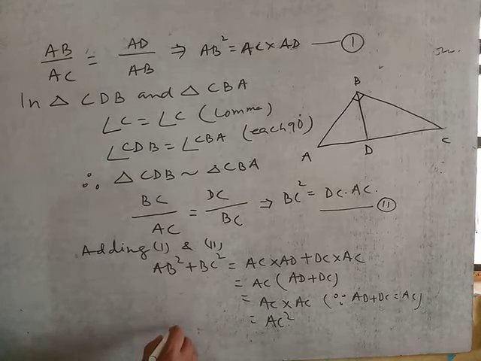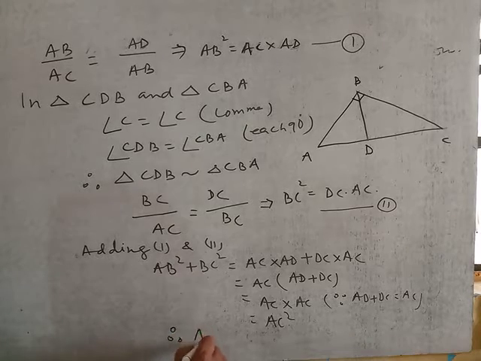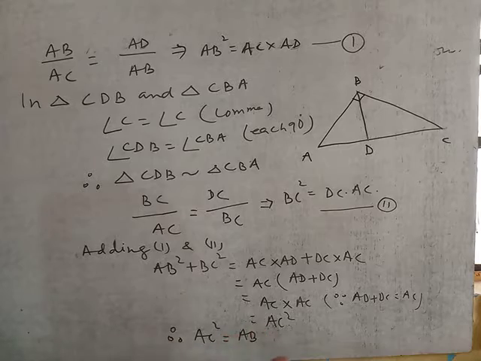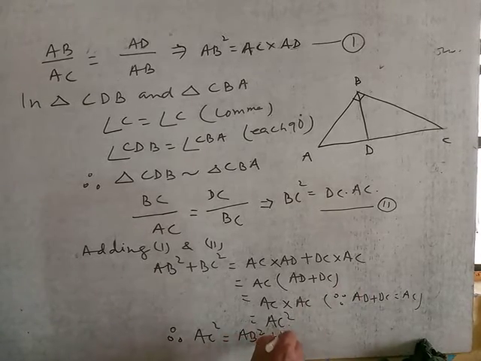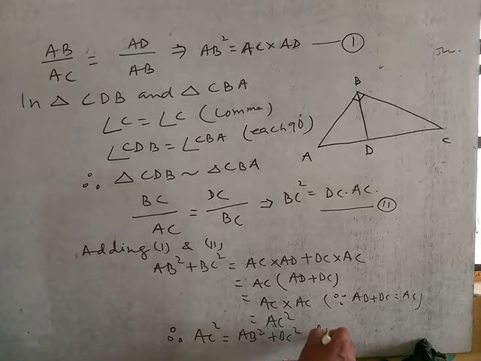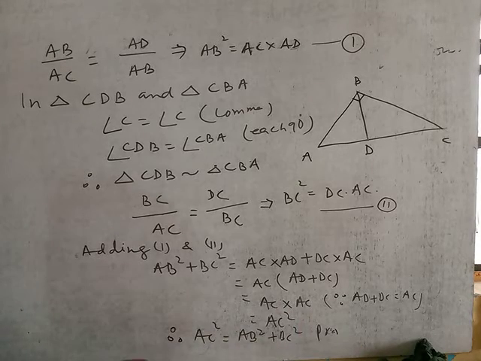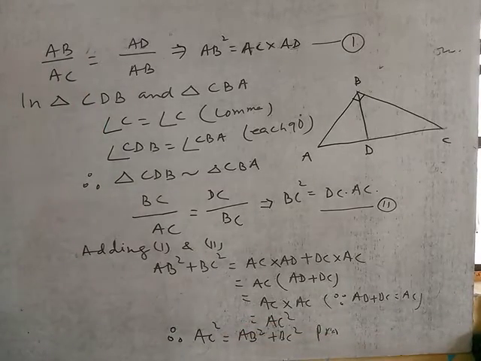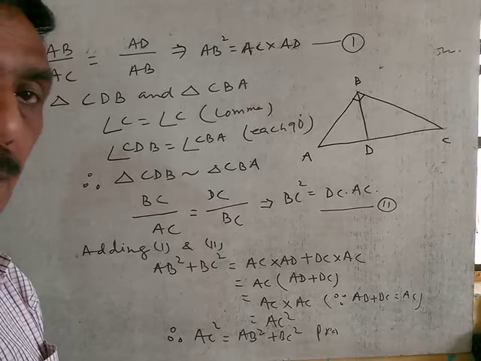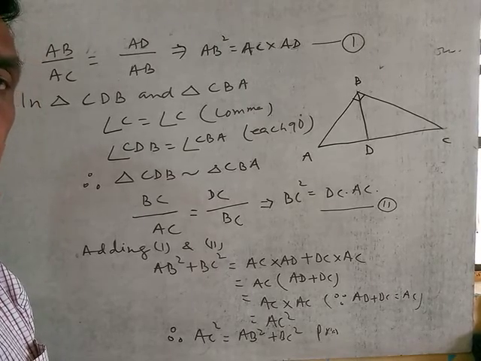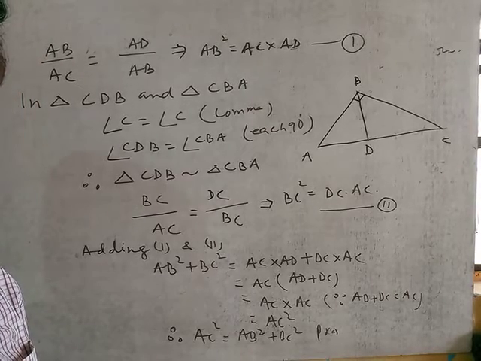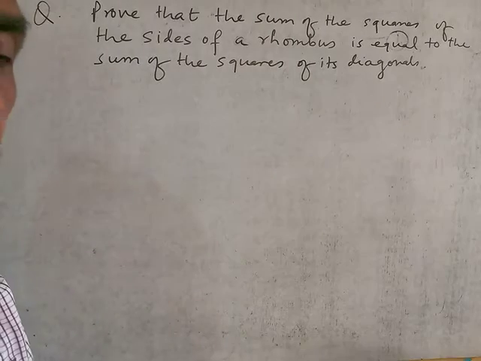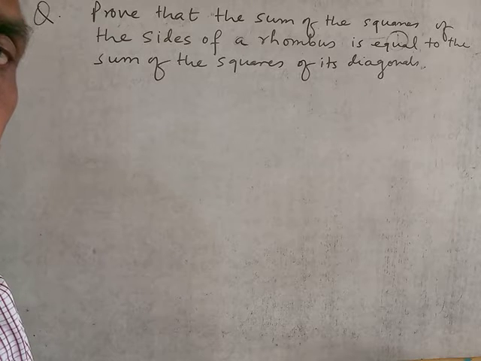Now therefore, hence it is proved. Therefore AC square is equal to AB square plus BC square is proved. This is a very important one. This is an important theorem. I think it is also an easy one. This is one question based on this Pythagoras theorem.